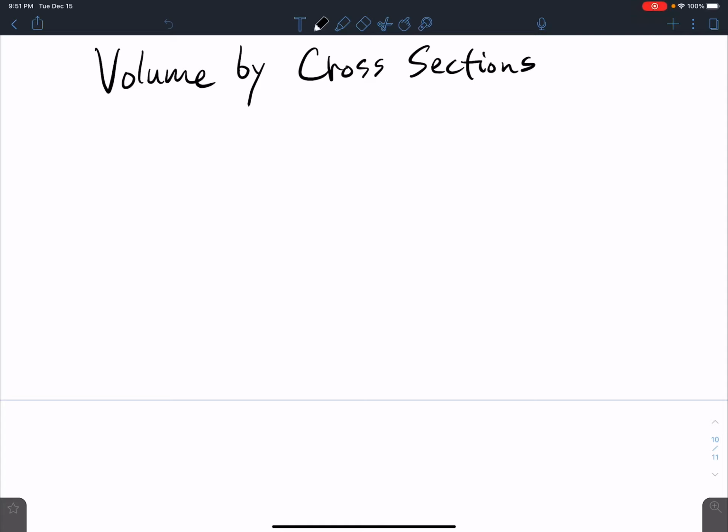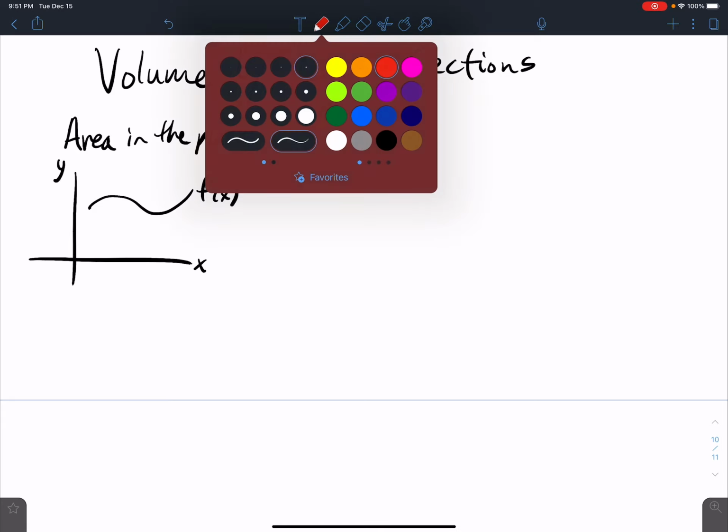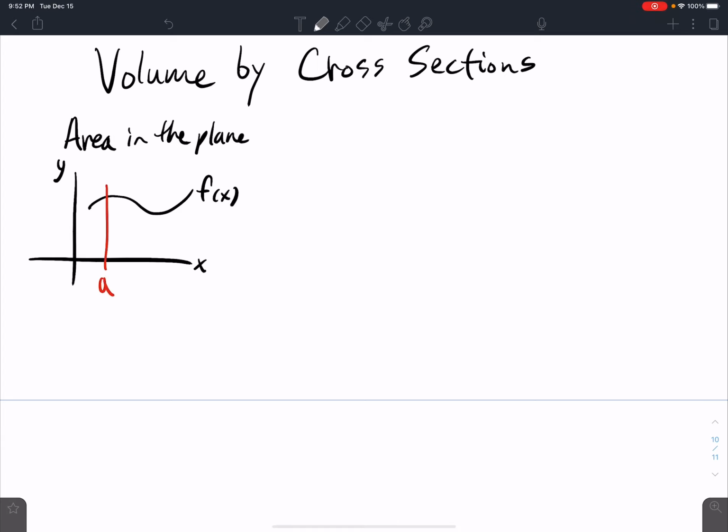So here we're going to talk about volumes by cross-section. Let's think back before we jump into volume, three-dimensional, we'll think two-dimensional. So area in the plane. If I'm talking about area in the plane, I've got this curve f of x, my x and y axis here, and I want to find the area under that curve from A to B.